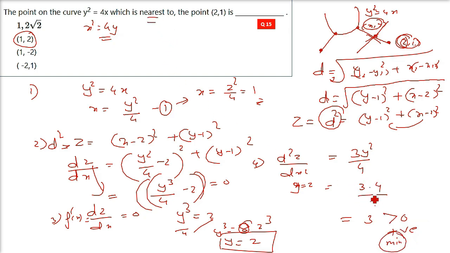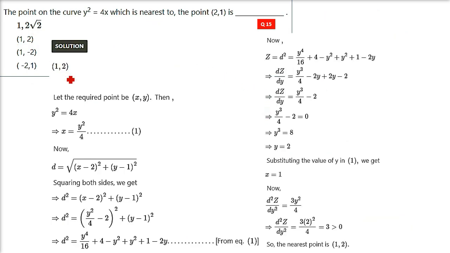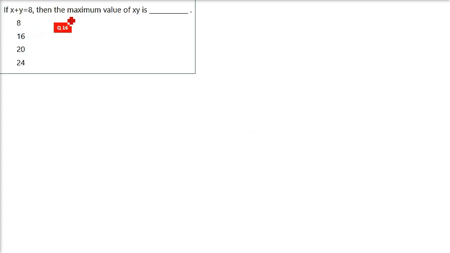So we have computed the nearest distance just now. Whatever has been discussed or explained is in front of you, and you can follow this and check whether you are doing it correctly or not. If x plus y equals 8, then the maximum value of xy is?